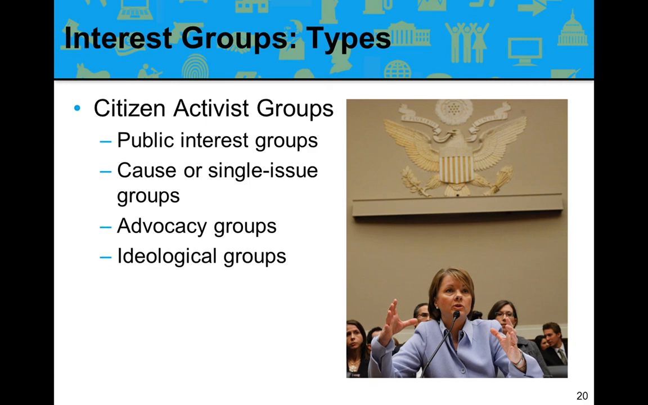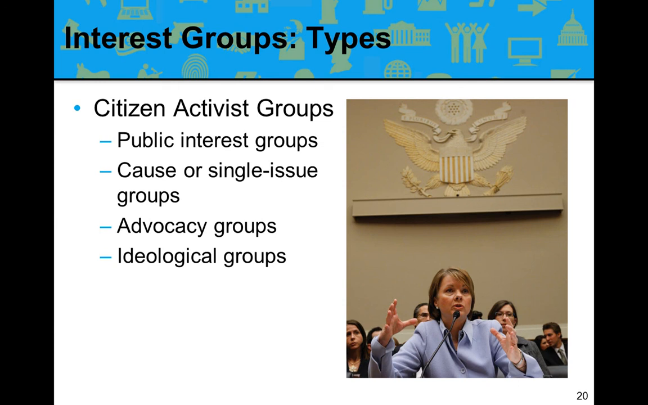Another type of interest group is what is called a public interest or a citizen activist group. These groups generally have a single issue, they're an advocacy group, or they might be an ideological group. A public interest group is one that seeks some sort of collective good so that the rest of us can hopefully enjoy.